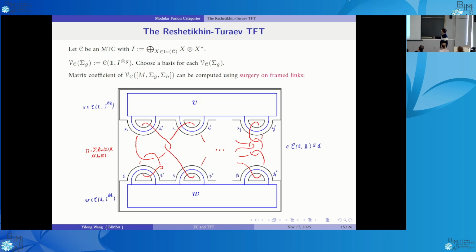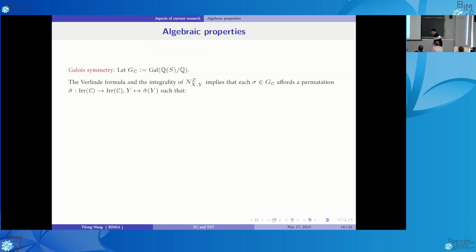And on the top there's nothing, on the bottom there's nothing. So it represents a morphism in the Hilbert space from 1 to 1, which is the C. So this gives me a scalar. And this scalar, I claim, is the matrix coefficient for this cobordism that we want to assign. Okay. So there's a way to compute it using the surgery description of three-manifolds. Okay, so that's a crash course on TFTs.